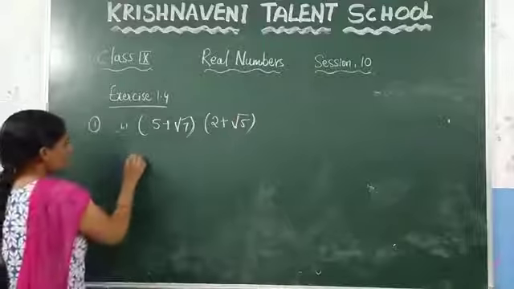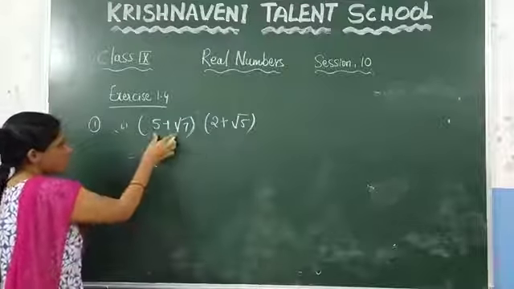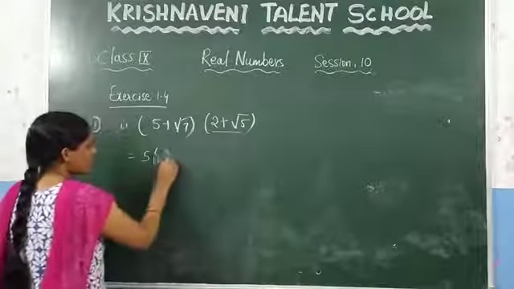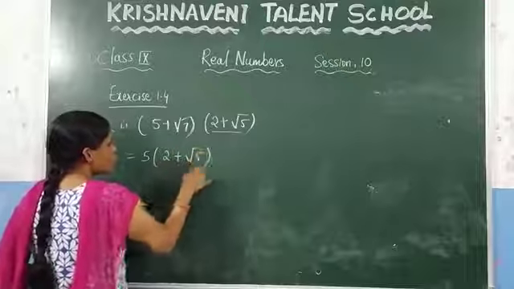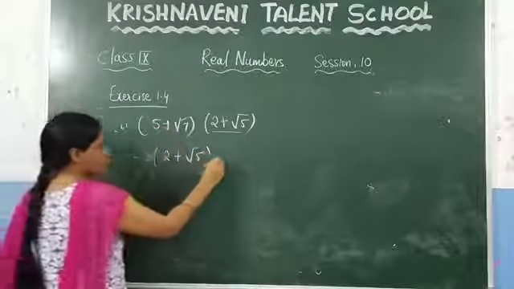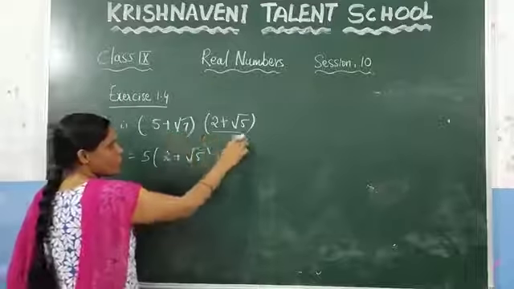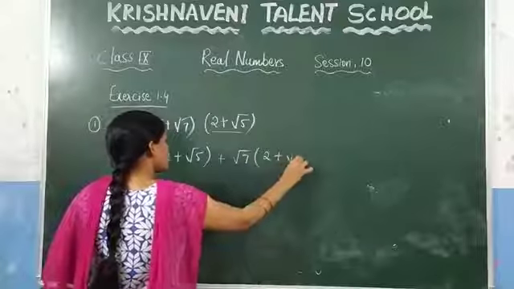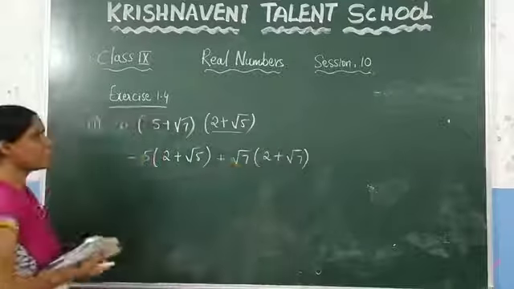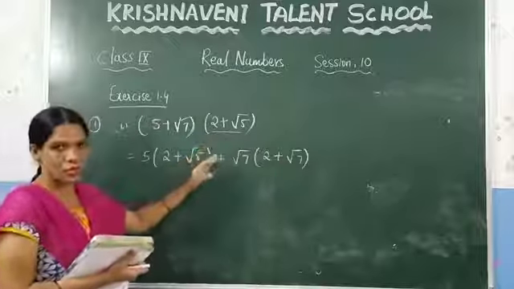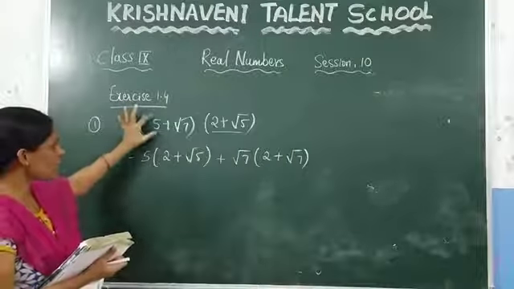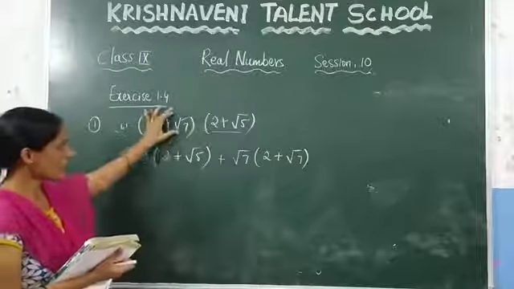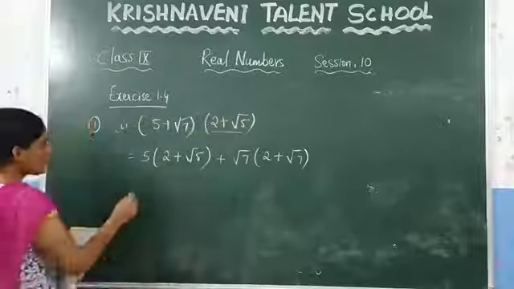Here, how do you solve this one? Just you need to multiply this value with this value. So here multiply 5 with this whole term. What is the term? 2 plus root 5. And here which symbol is there? Plus. Now multiply this root 7 to this whole term. So multiply root 7 into 2 plus root 5. Again here what are we doing? We have to multiply these two values. So what do we have to do? Just first multiply the first number with this term, and after that multiply this term with this term. And after that what will you get here?